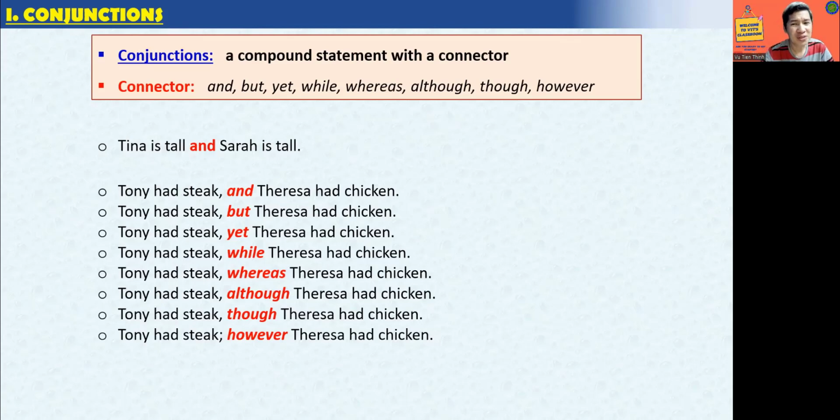And don't be confused with this. Tony had steak and Teresa had chicken. Tony had steak, but Teresa had chicken. Then you see and, but. The meaning can be different in Vietnamese. However, when we focus on, we have two statements, right? And each of them has two values. Then yet, while, whereas, however, same thing.